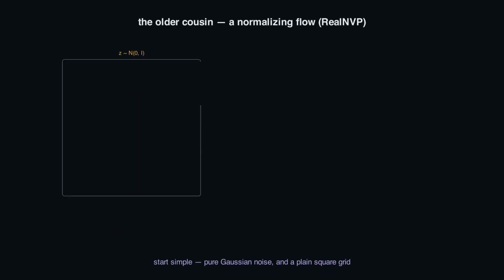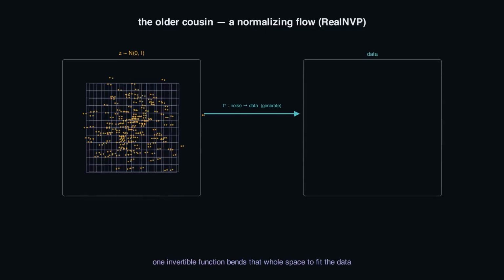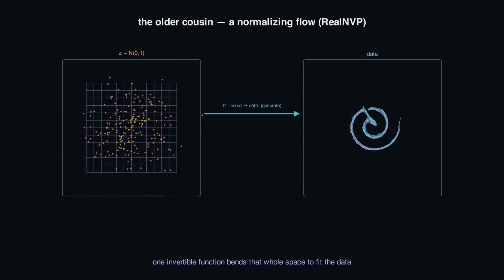There's an older cousin in this family that works in a completely different way. Start simple, pure Gaussian noise and a plain square grid. A normalizing flow learns one invertible function that bends that entire space, warping the grid until it fits the data. And because it's invertible, it runs backwards exactly. Run it the other way, and the spiral flattens right back into noise. There's no field to follow here, and no 100 steps to integrate, just a single, reversible map, exact in both directions.